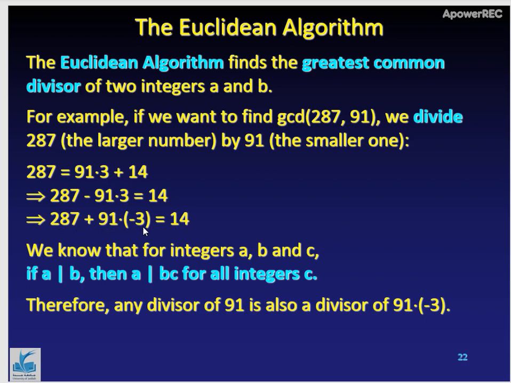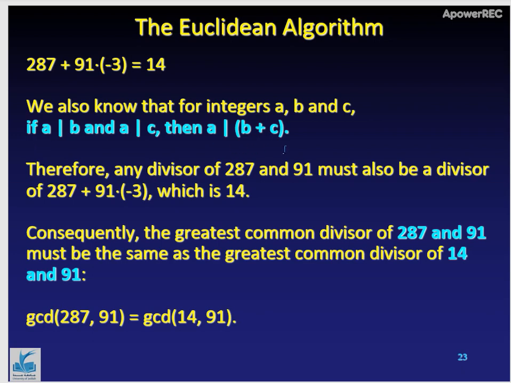Okay. Now we use this property that we studied at the start of this chapter: if a divides b, then a also divides the product bc for all integers c. So if we are trying to find the greatest common divisor, then this will be a divisor common to both 287 and 91. And since this divisor is common to 91, it is also going to be common to 91 times minus 3. Okay. And since it is common to both 287 and 91 times minus 3, it is also going to be a common divisor to their sum.